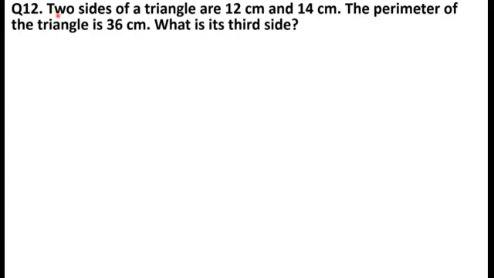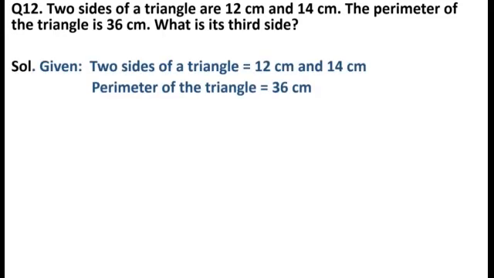Now comes, two sides of a triangle are 12 centimeter and 14 centimeter. The perimeter of the triangle is 36 centimeter. What is its third side? Okay, we know that the triangle has 3 sides and 2 sides are given and its perimeter is given. And we know that when we add all the 3 sides, we get the perimeter. So we'll write what is given. 2 sides of a triangle are 12 centimeter and 14 centimeter and perimeter of the triangle is equal to 36 centimeter. This is given.